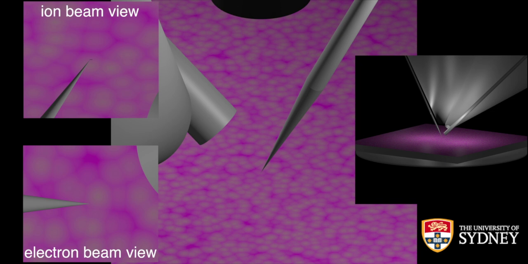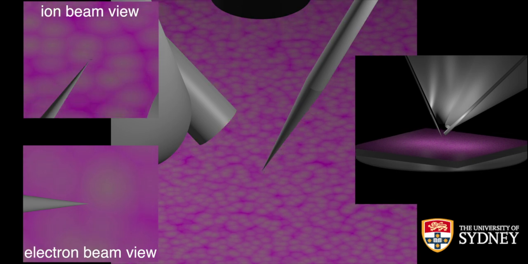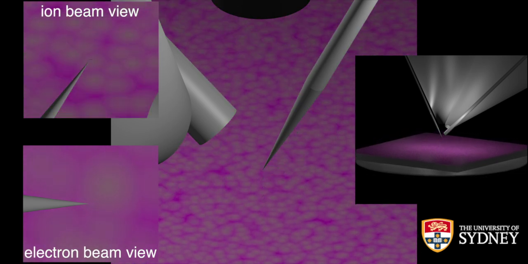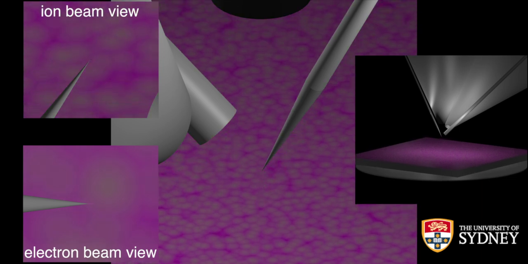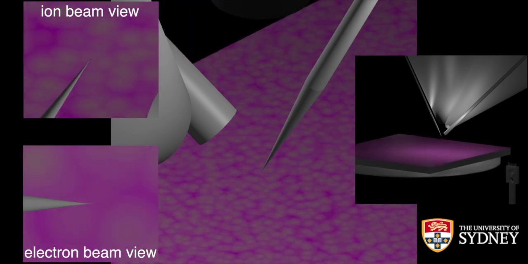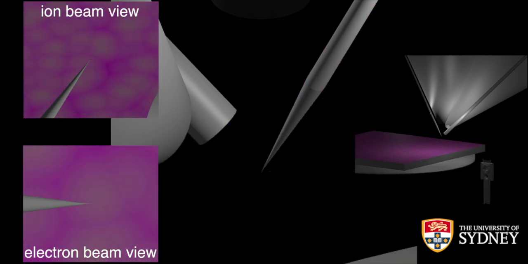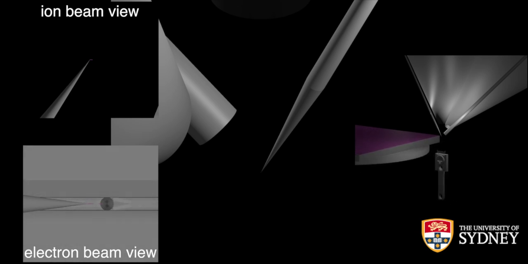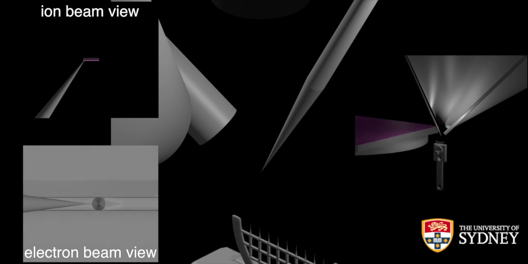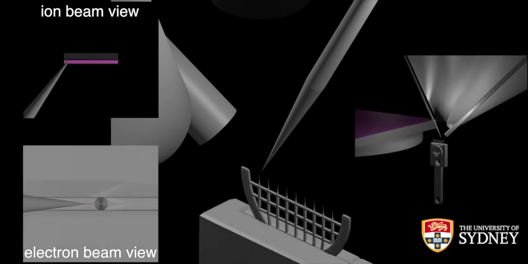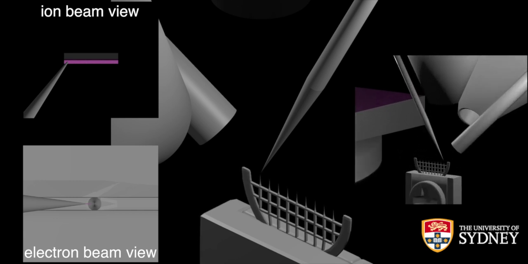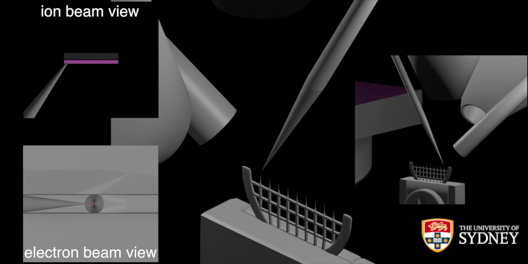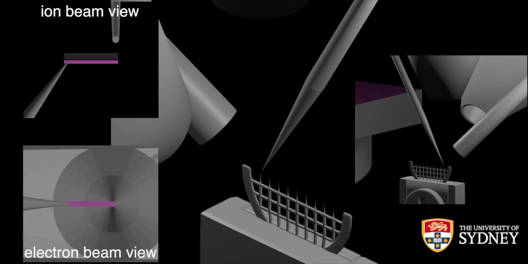Once your lift out piece is on your needle, then you just drop the stage, as I said before, and you move the stage over to where your holder or where your support structure is. In our case, it's the TEM grid holder, and you just move your sample over one of the pins. You can see that in electron beam view, right where your pin is, and then you move the stage up until it touches the lift out bar.